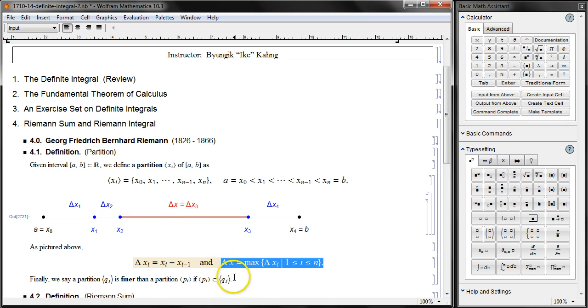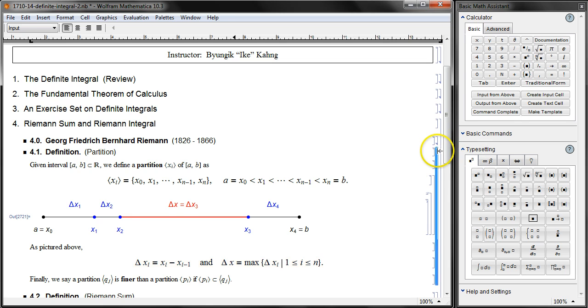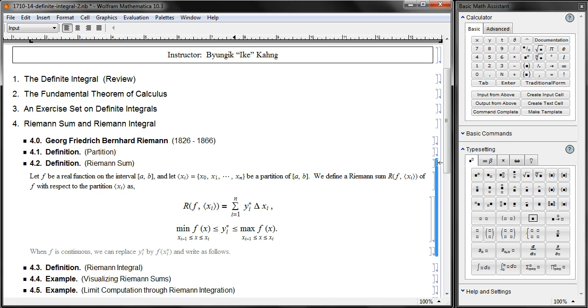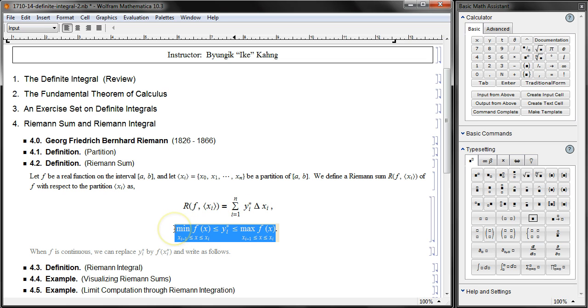Why is this so important, delta x? Because if the maximum goes down to 0, then all delta xi's will have to go down to 0 as well. Now let's define Riemann sums. We define Riemann sum like this. Delta xi's, those are given by partition, and then yi stars, they're selected arbitrarily between the minimum and the maximum in that interval.